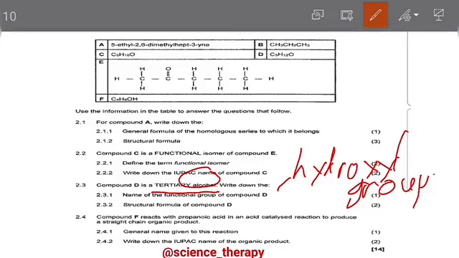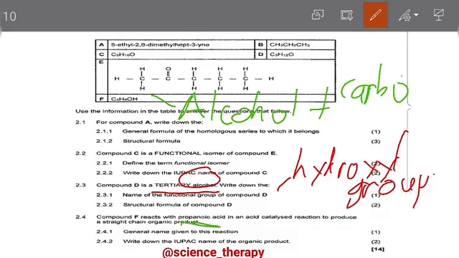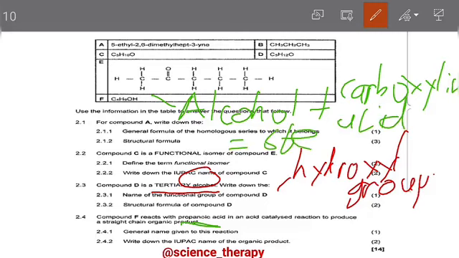Now 2.4 says compound F reacts with propanoic acid. Now we said compound F is an alcohol. You will remember we wrote that compound F is an alcohol. Now compound F reacts with propanoic acid in an acid catalyzed reaction to produce a straight chain organic product. Once we have a reaction of an alcohol and propanoic acid, a carboxylic acid, what comes to mind? An alcohol and a carboxylic acid gives us an ester.